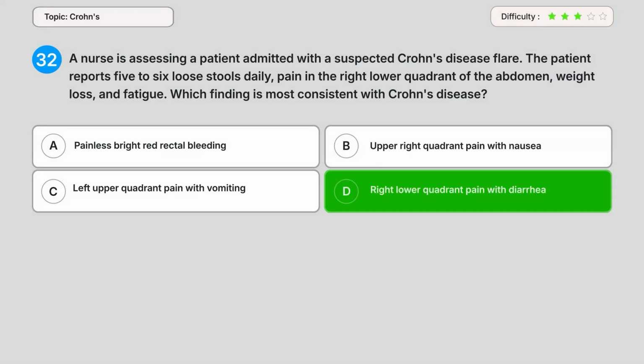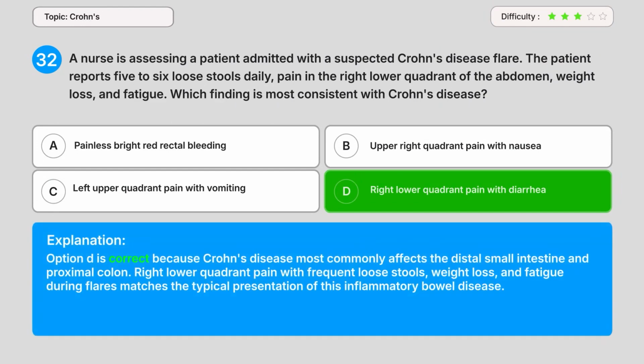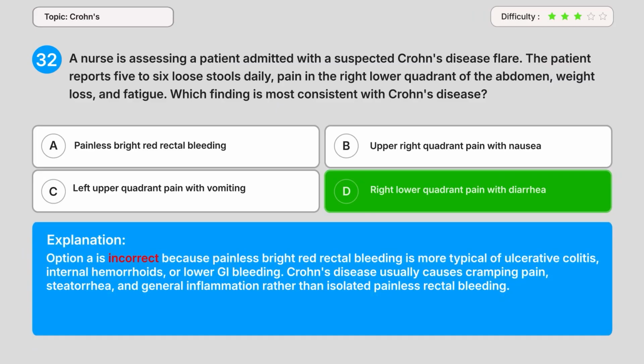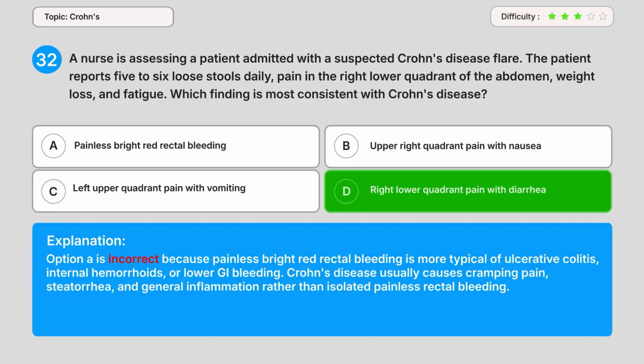Correct answer. D. Right lower quadrant pain with diarrhea. Crohn's disease most commonly affects the distal small intestine and proximal colon. Right lower quadrant pain with frequent loose stools, weight loss, and fatigue during flares matches the typical presentation of this inflammatory bowel disease. Option A is incorrect, because painless bright red rectal bleeding is more typical of ulcerative colitis, internal hemorrhoids, or lower GI bleeding. Crohn's disease usually causes cramping pain, steatorrhea, and general inflammation, rather than isolated painless rectal bleeding.